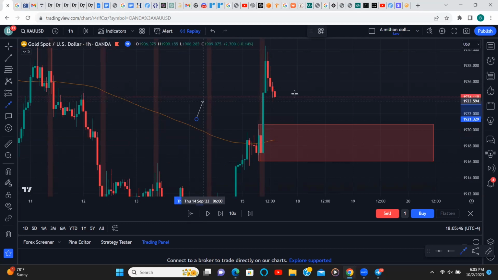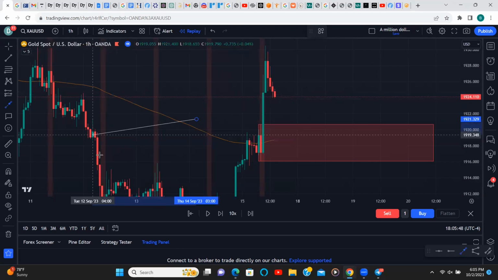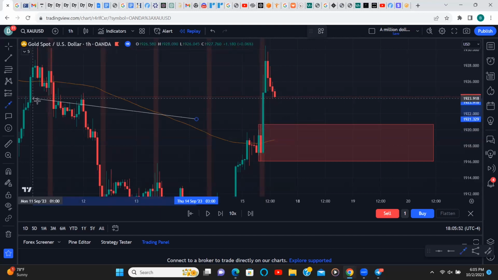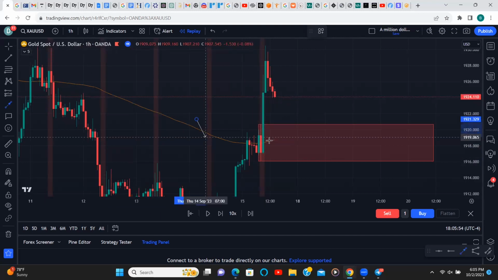So what does that mean? That this is a full break of structure, because we have the body of the candle closing above structure. So therefore, what do we have? We have a break of structure. Anytime you see price closing with the body above or below structure, that is a full break of structure.